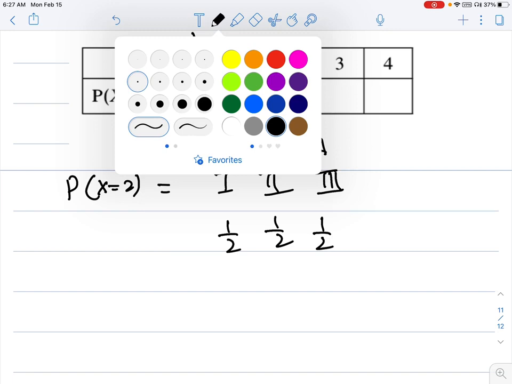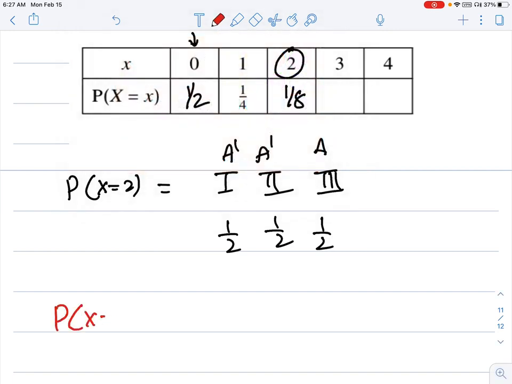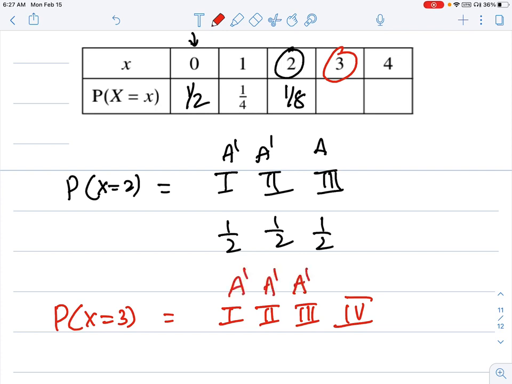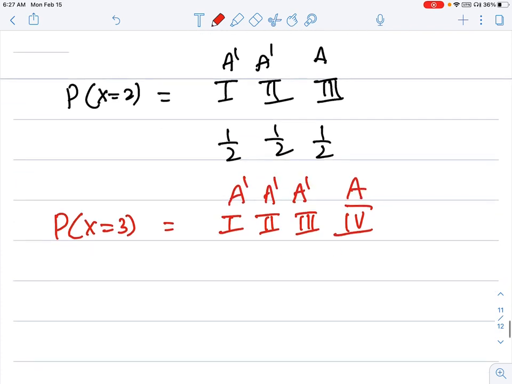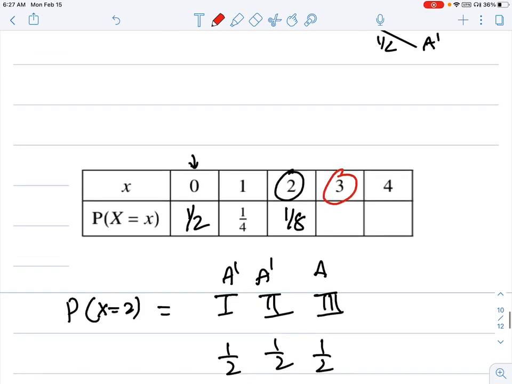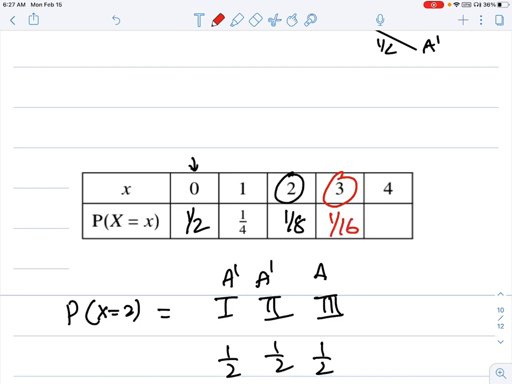Next one is 3 unanswered calls. There should be 3 unanswered calls. So first time not answered, second time not answered, third time not answered, so fourth time is answered. So this is 1 upon 2, 1 upon 2, 1 upon 2, 1 upon 2, which becomes 1 upon 16.